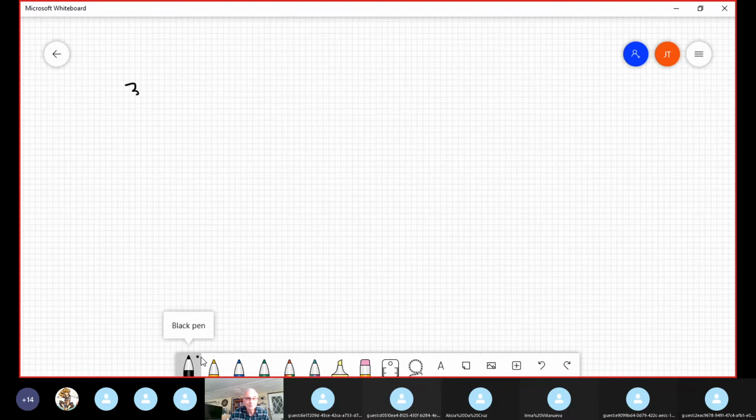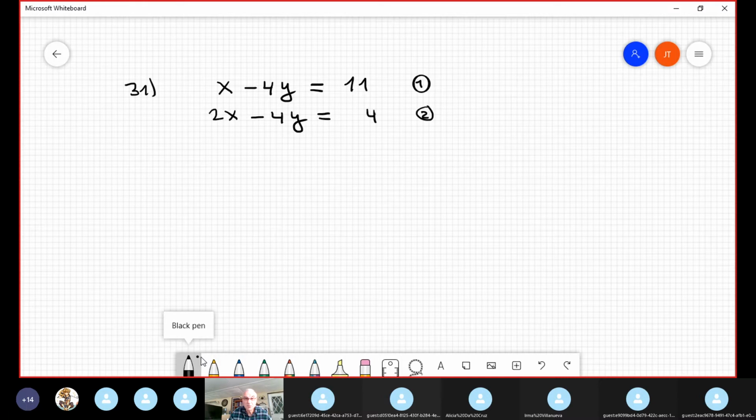And 31, look, we have x minus 4y equal 11, equation 1. And 2x minus 4y equal 14, equation 2. Entonces, my recommendation is, in this case, it's similar. It's practically the same thing. You spend 5 seconds, no more than 5 seconds, to try to find one strategy for solving the system by elimination.